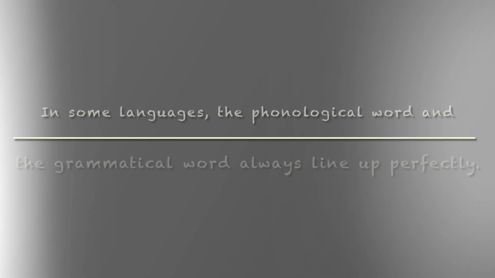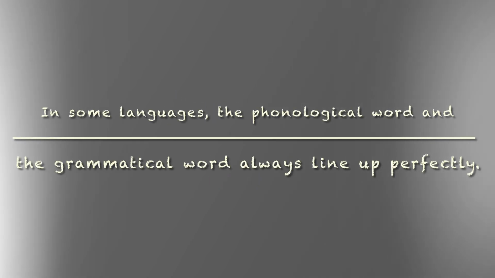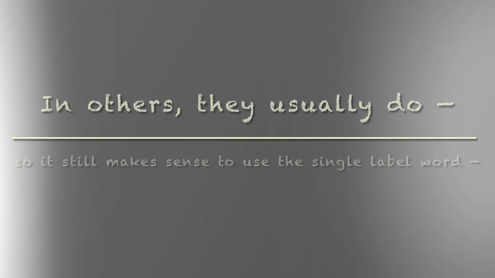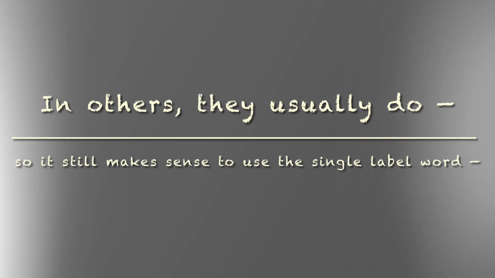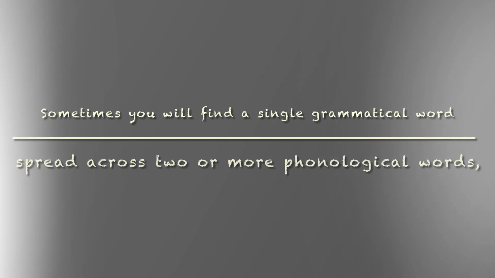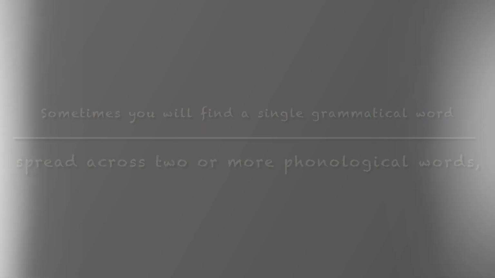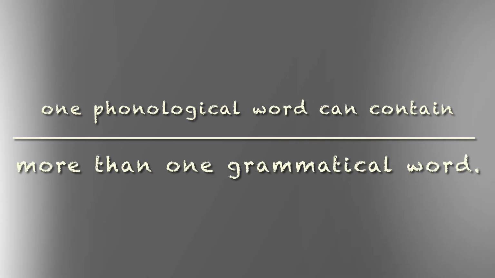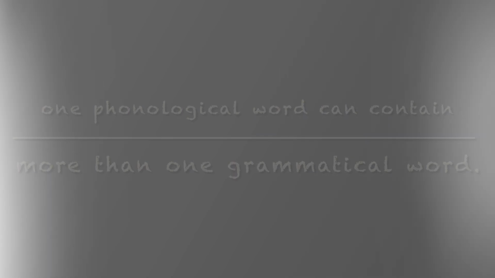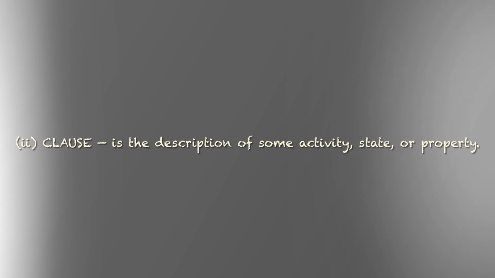In some languages, the phonological word and the grammatical word always line up perfectly. In others, they usually do, so it still makes sense to use the single label word, but not in every case. Sometimes you will find a single grammatical word spread across two or more phonological words, and the reverse can also happen. One phonological word can contain more than one grammatical word.